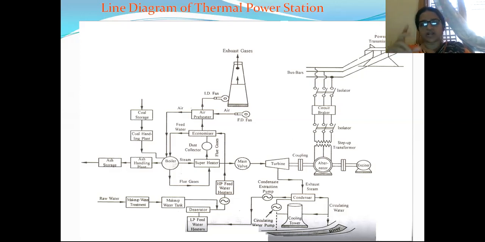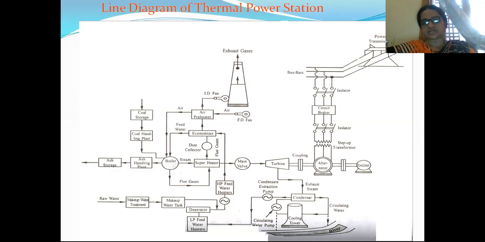Next is above the boiler. Again, there are two rectangular boxes. On one it is written air preheater, and on another it is written economizer. On the air preheater, it is written ID fan, which is induced draught fan. On the right side of the air preheater, it is written FD fan, which is forced draught fan. And at the end of the induced draught fan, exhaust gases will be released into the atmosphere.